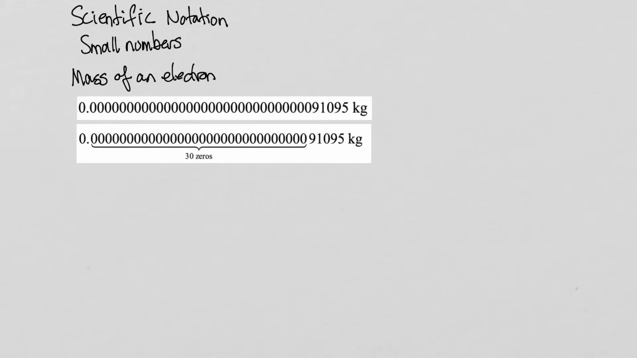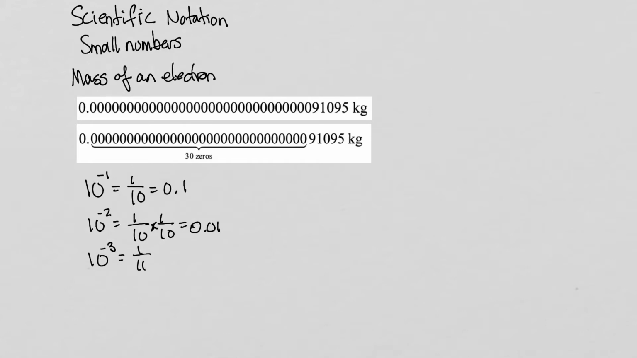So we want to write this number in a more convenient form, and again, we're going to use scientific notation, which is going to make use of powers of 10. So let's try this. If you write 10 to the negative 1, this is 1 over 10, which is 0.1. If you write 10 to the negative 2, this is 1 over 10 times 1 over 10 again, which is 0.01. Do one more. If you write 10 to the negative 3, you get 1/10 times 1/10 times 1/10, which is 0.001. And we could keep going.